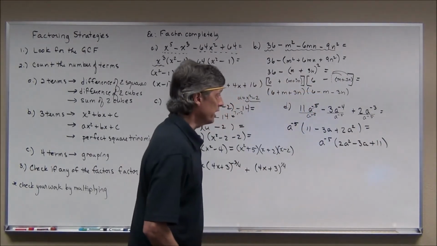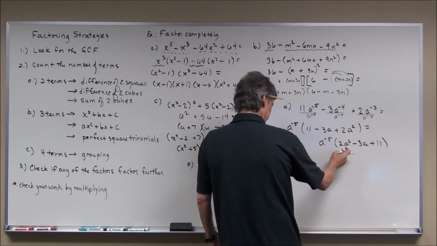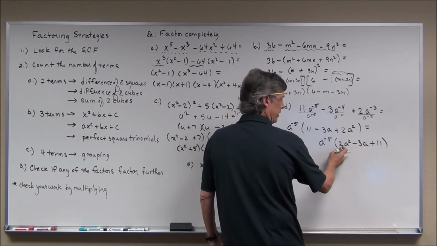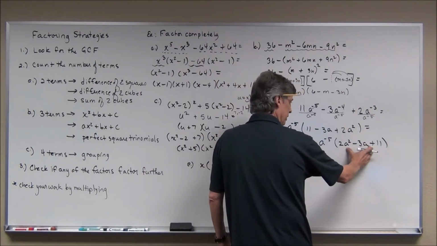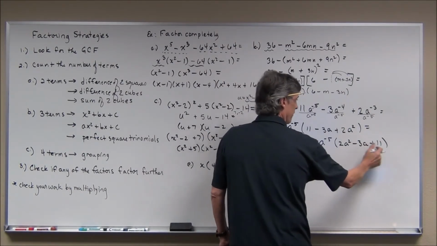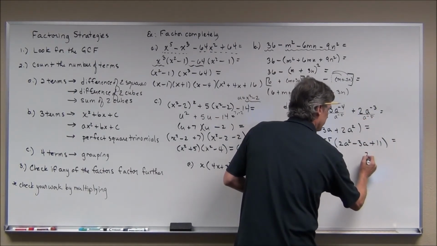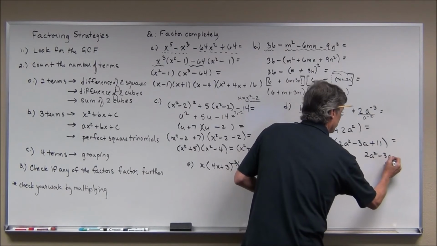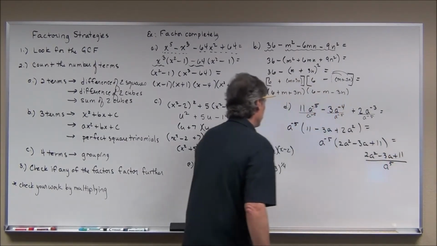Now, you should check to see if this factors, because I have a trinomial. It looks like I would use the bottoms up method here by making that a 22. I don't see this one factoring any further. You can go through the steps and check, but that's as far as that's going to go. But I'm going to write my answer without the negative exponent. I'm going to write this as 2a squared minus 3a plus 11 all over a to the 5th power.